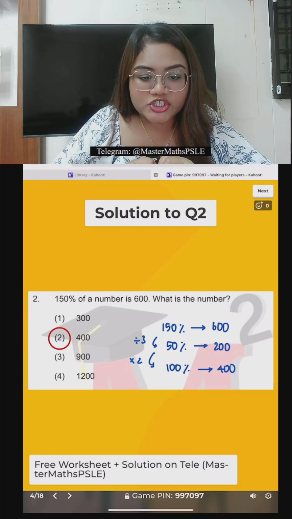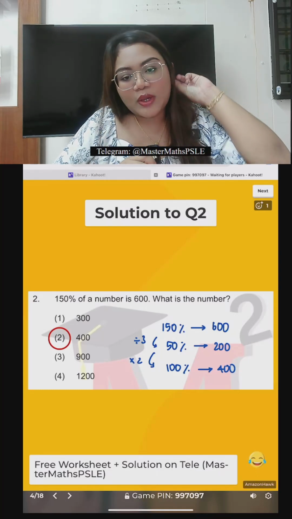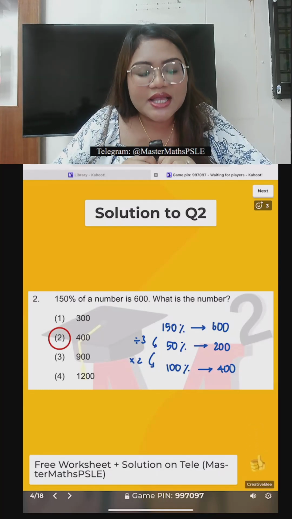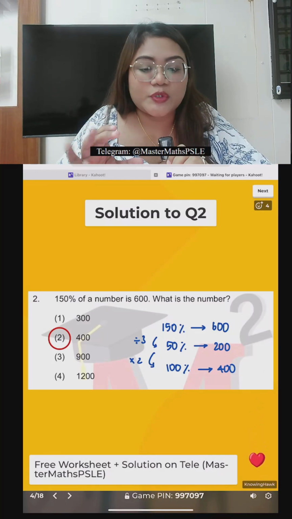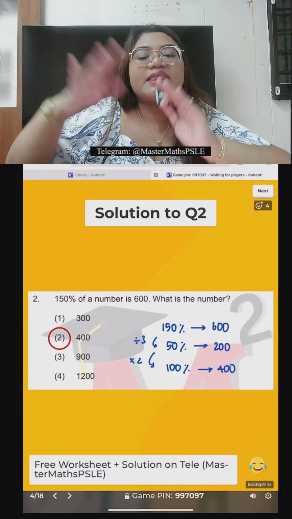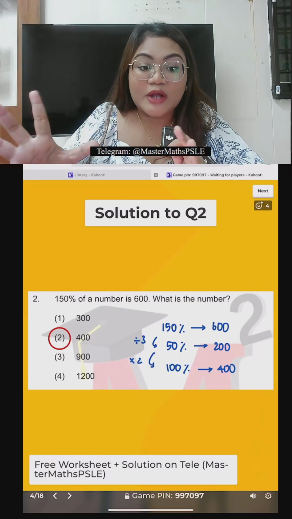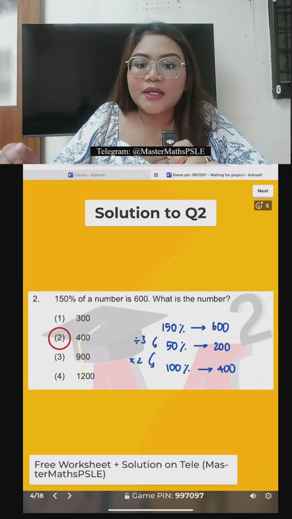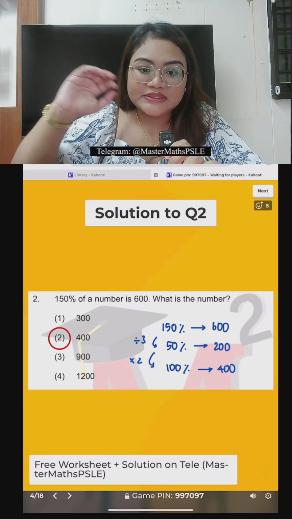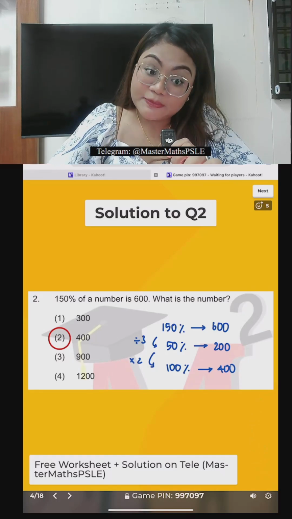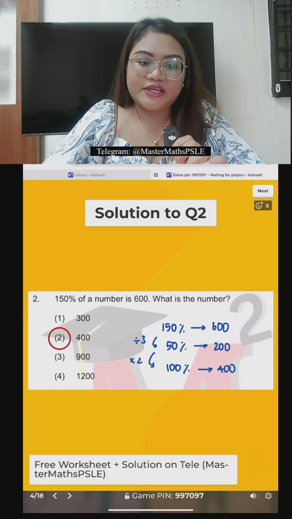The reason why the answer is 400 is because the number that we are looking for is going to be our 100%. The entirety of the number is your one whole, which is 100%. So 150% is 600. You can find 50% and then find 100% after.